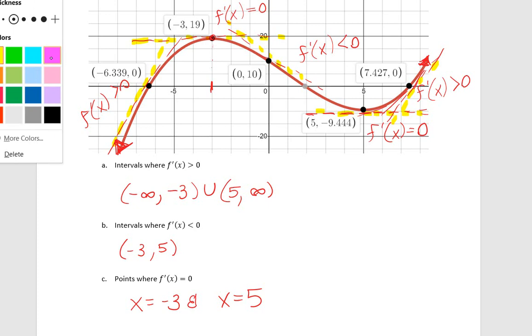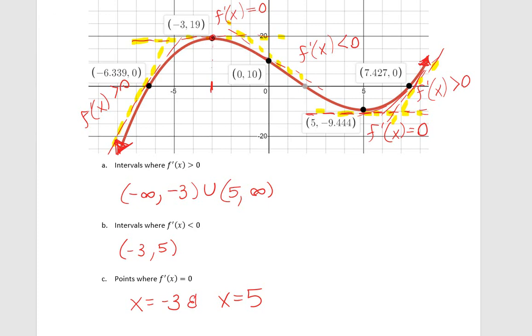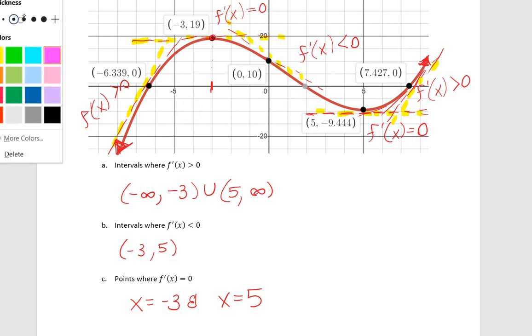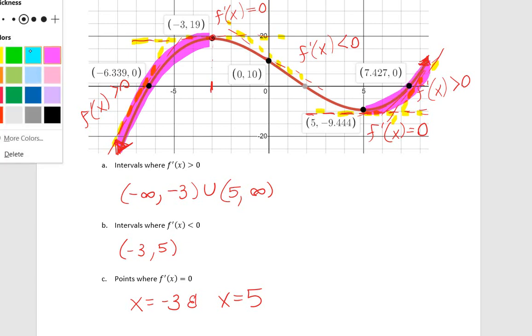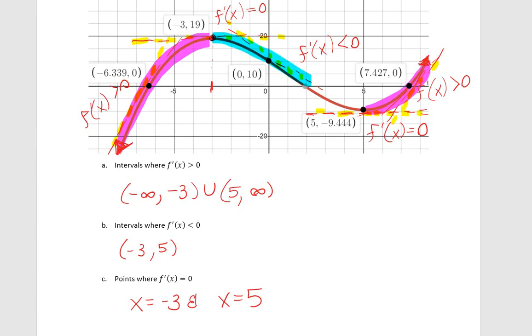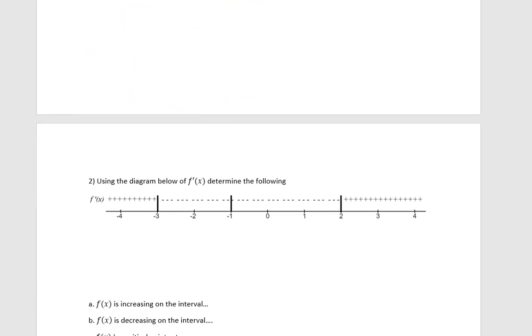So just one more time to reiterate, if we do the positive interval in pink, we're going to have a positive slope here and also a positive slope here. And if we do negative or decreasing in blue, we'll have a negative slope here. Okay, great.